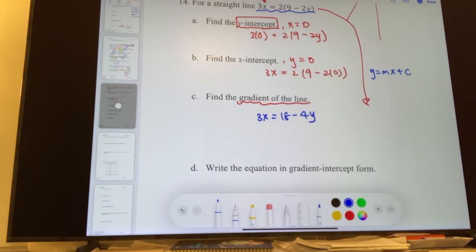Can you make y the subject? Is it 18 minus 4y? You want to make this the subject? You need to move away the 18. Minus 18? Minus 18 because you have a positive 18.